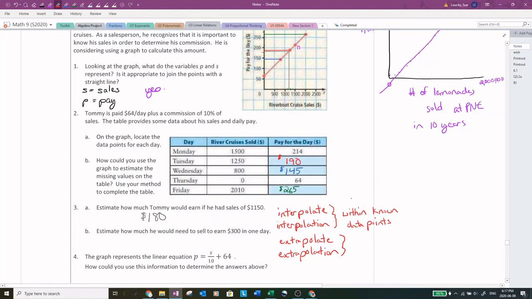Exterior, exit, okay, is outside known data points.